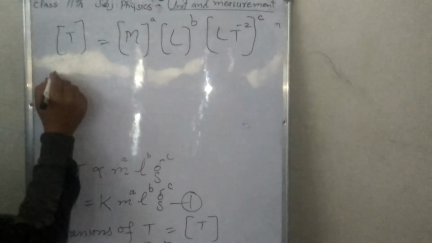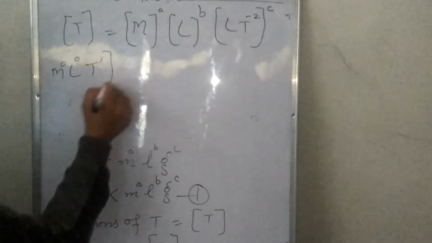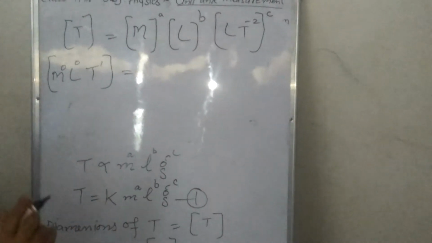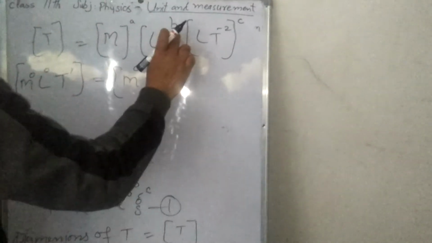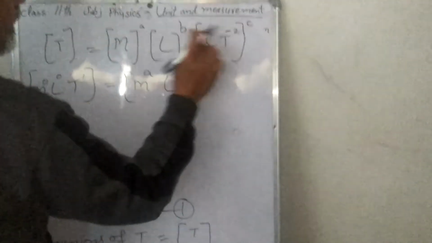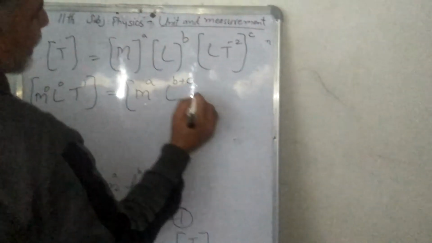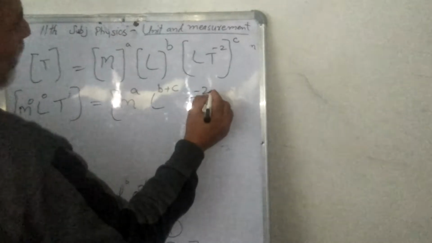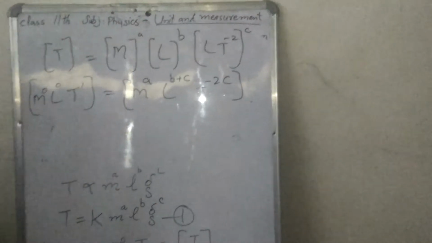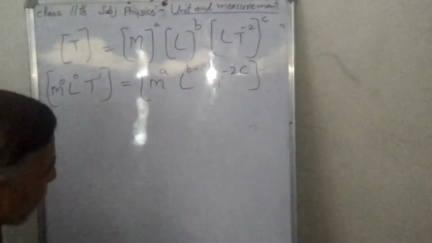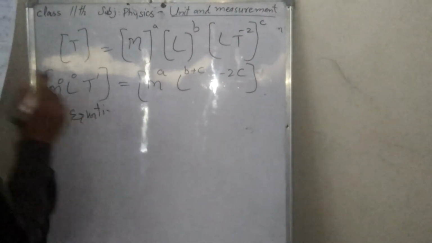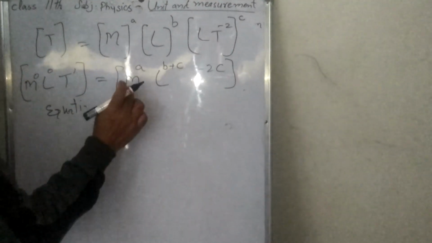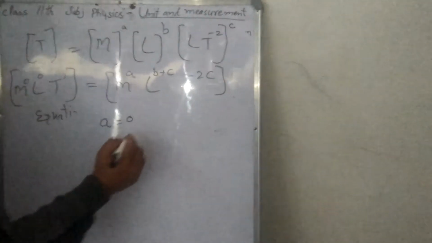Writing this, M0 L0 T raised power 1 equals M raised power a, L raised power b plus c into T raised power minus 2c. Equating powers on both sides, we get the power of M: a is equal to 0.